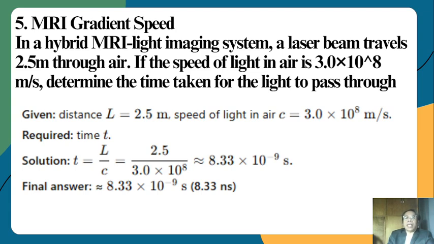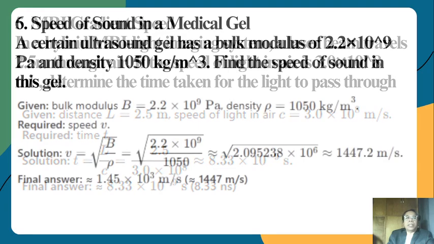Given distance L, 2.5 meters, speed of light in air c is equal to 3 times 10 to the 8 meters per second. We are asked to determine t. So solution, use the formula t is equal to L over c. Substitute then the given data and you will have a final answer of 8.33 nanoseconds.